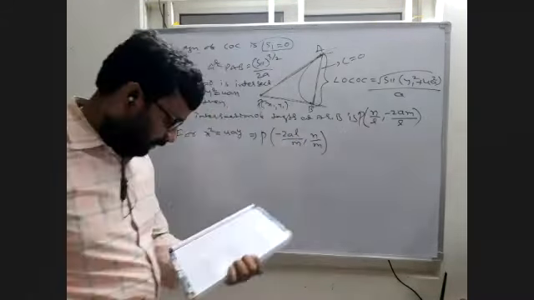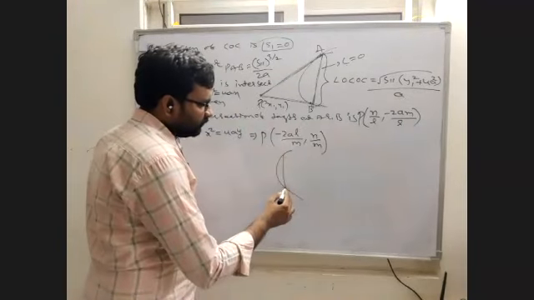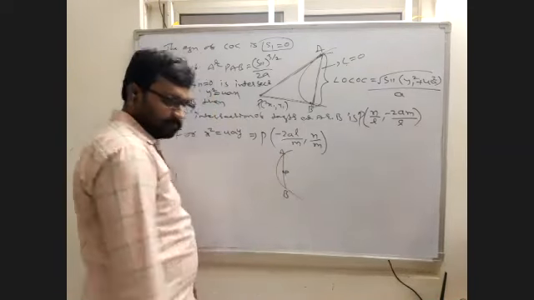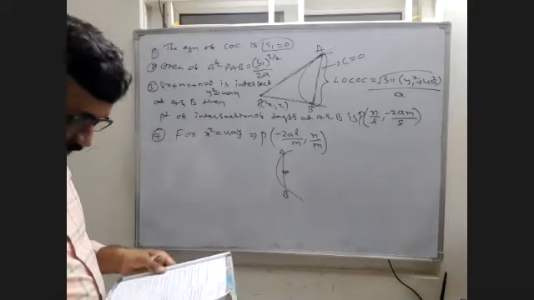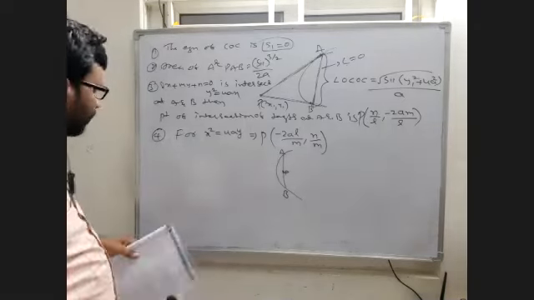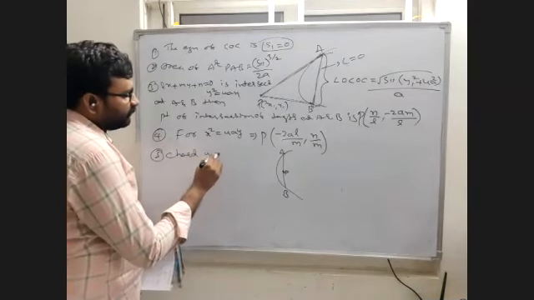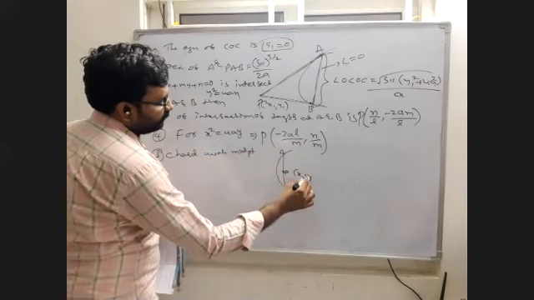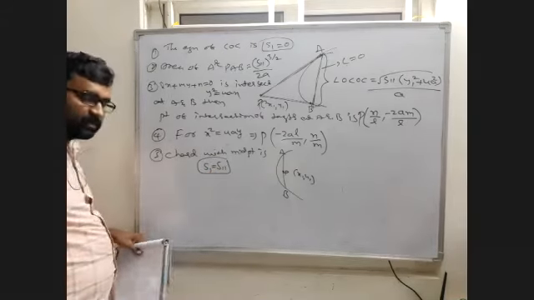Okay, and next, chord with midpoint. We have already seen this in the circle. Suppose this is a chord with a given midpoint. What is the equation of the chord? The equation of the chord of the parabola with midpoint (x1, y1) is S1 equal to S11. This is the equation of the chord with the midpoint.